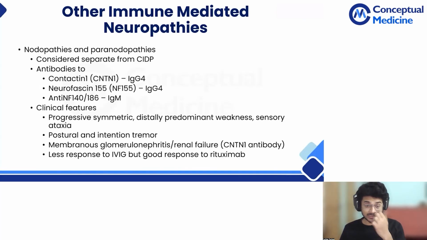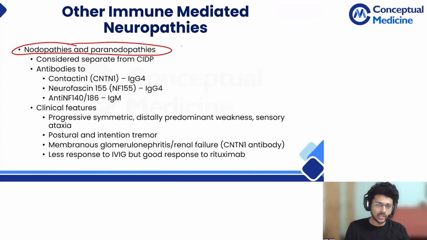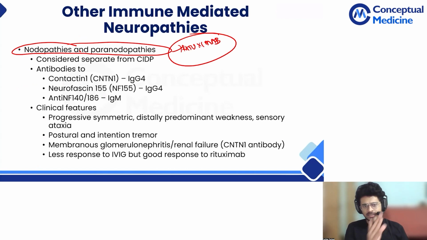Now Harrison has actually been talking a little bit about nodopathies and paranodopathies, a very important group of neuromuscular disorders that has been coming up, because identifying it is very important. Your routine treatment of CIDP is not going to work for nodopathies and paranodopathies. Usually it is all about rituximab, so no point in giving IVIG, steroids, or plasma exchange. It's more about rituximab. So now it's being considered as a distinct entity from CIDP.